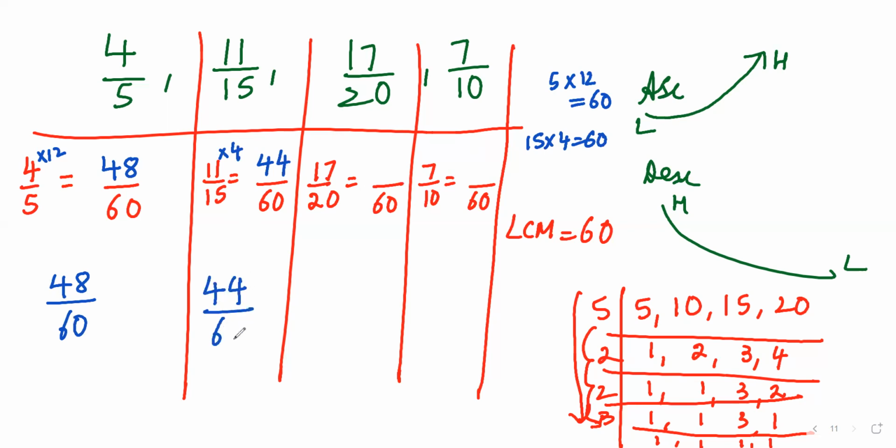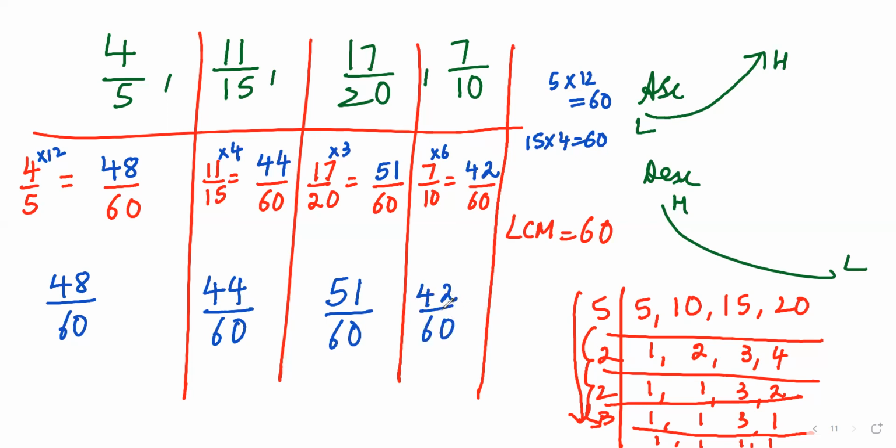44 upon 60. Now 20 will go how many times? 20 3s are 60. So what happens, children, here? 17 3s are 51. Very good. So 51 upon 60. Finally, 10 6s are 60. So 7 6s are how much? 42. So 42 upon 60.